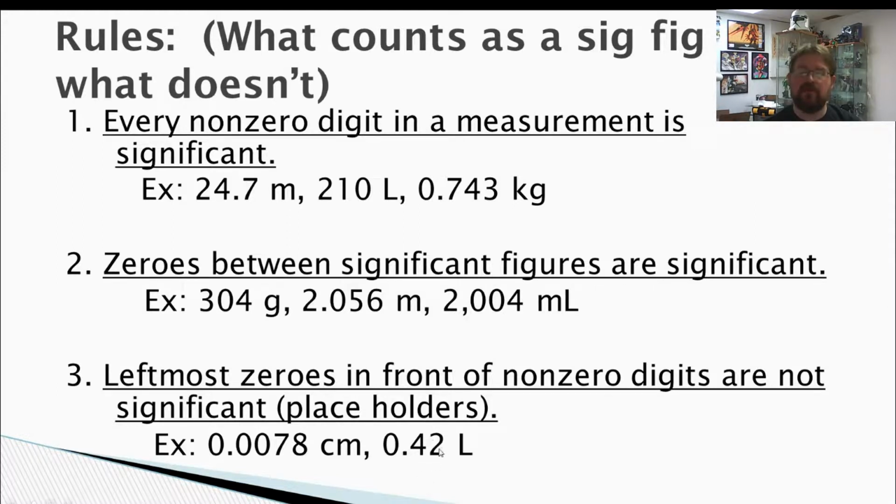Our other measurement here, 0.42. The 4 and the 2 are significant because they're not zeros. This 0 here is to the left in front of non-zero digits. Just like Rule 3 says, it's a placeholder, but it's not significant. So in this measurement, there are only 2 significant figures.